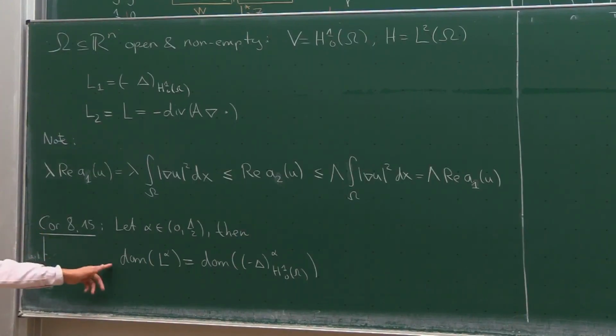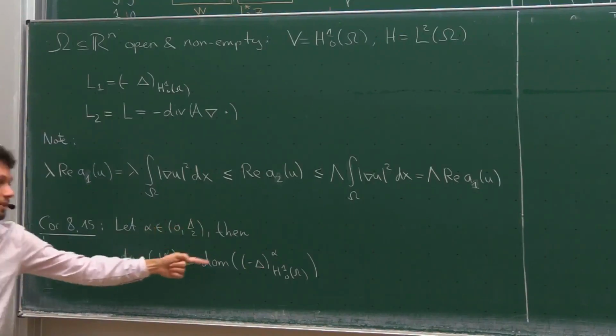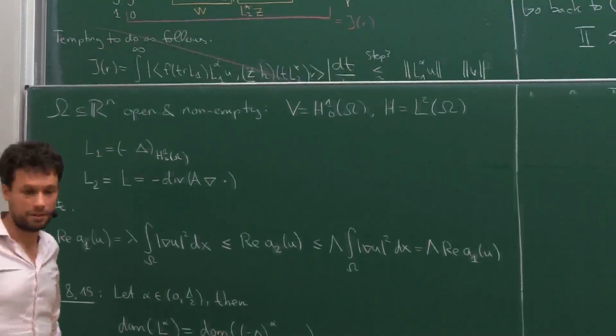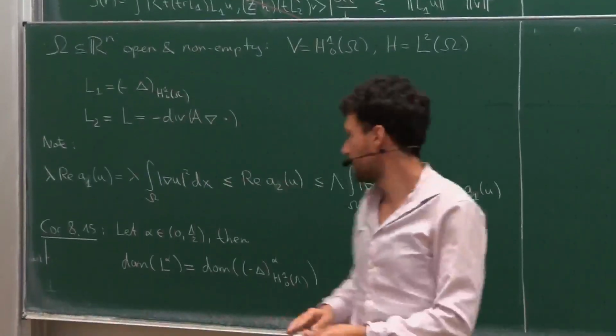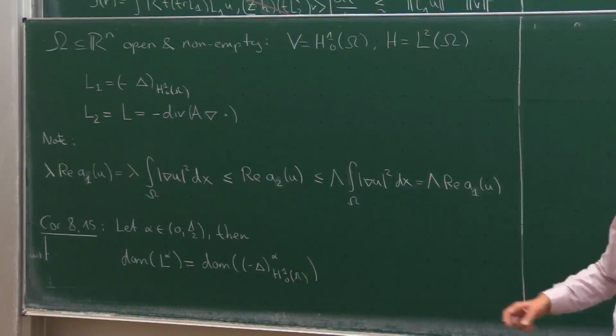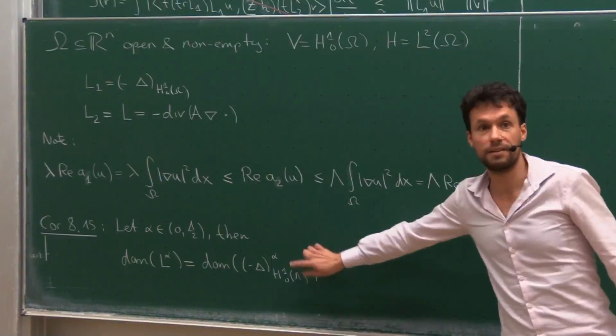So I know that no matter which operator I take, the fractional power domains of these guys are always independent of the coefficients if alpha is between 0 and a half. And they're just always equal to that guy. It's all the same. Now this raises two questions. First question is, how are you going to find this? If I want to know all these fractional power domains in that setting, I would have to find this one.